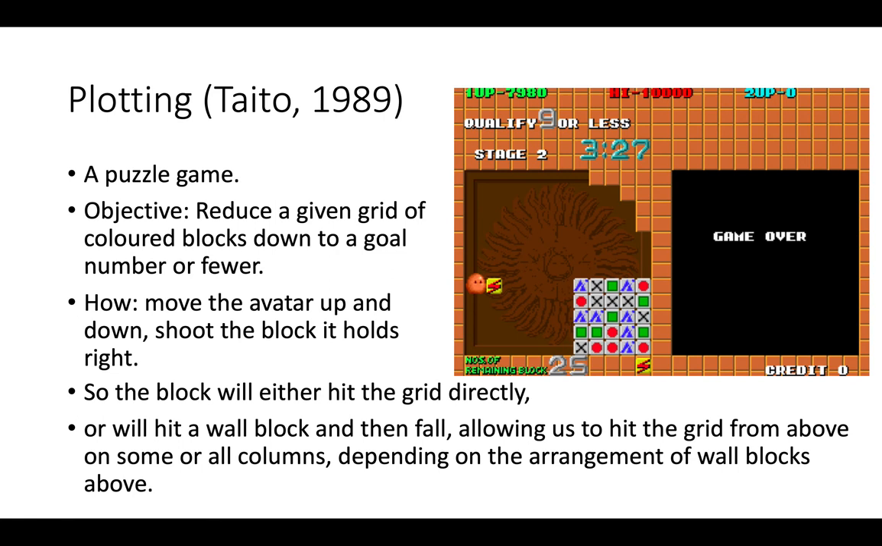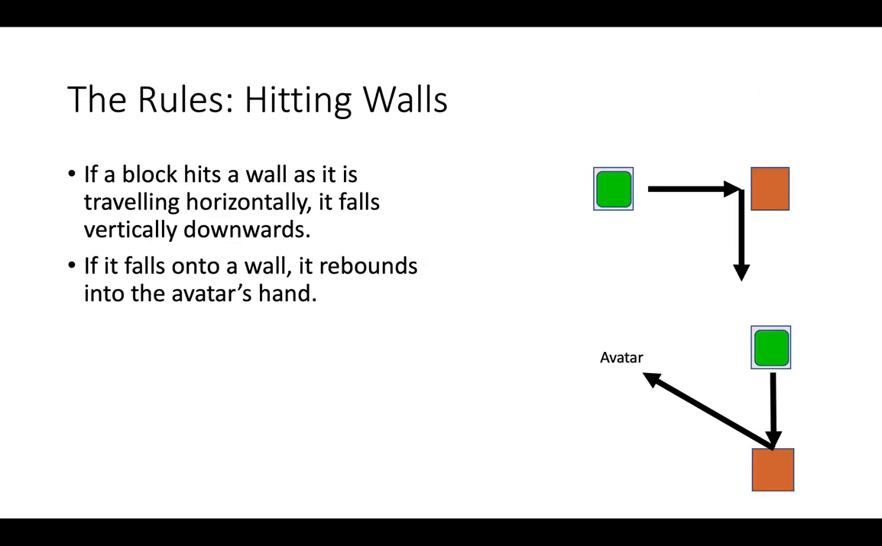That means the block will either hit the grid directly or it will hit some of those blocks you can see above the grid and bounce downwards into the grid, so hit it vertically. And there are various rules about how the grid responds to being hit like this. So let's quickly summarize them. If the block hits a wall that is traveling horizontally, it falls vertically downwards. If it falls onto a wall, or on the floor indeed, it then rebounds into the avatar's hand.